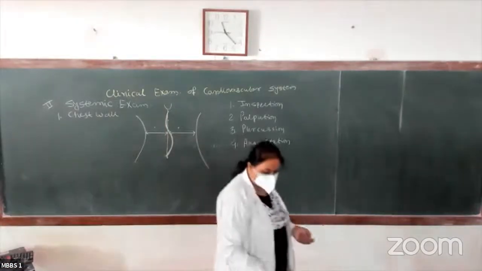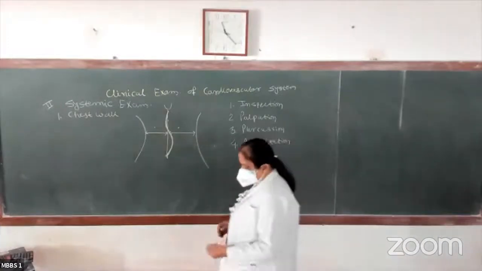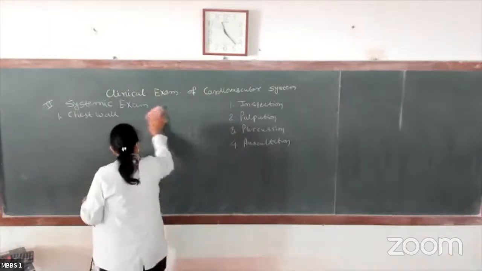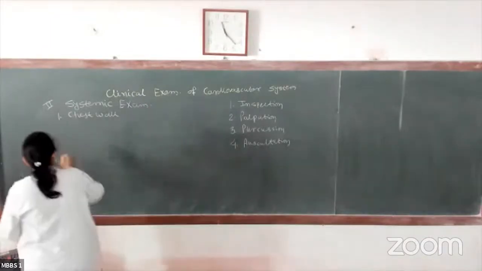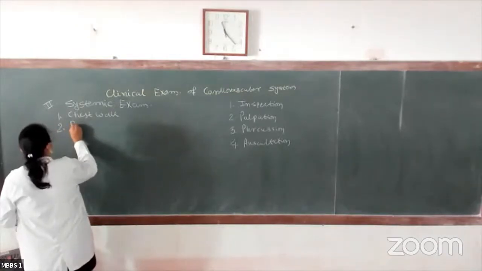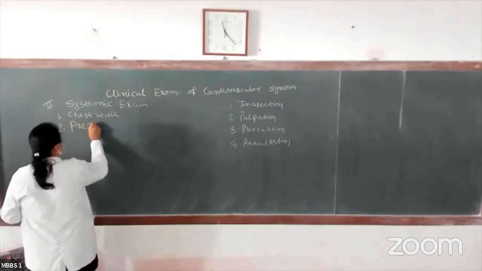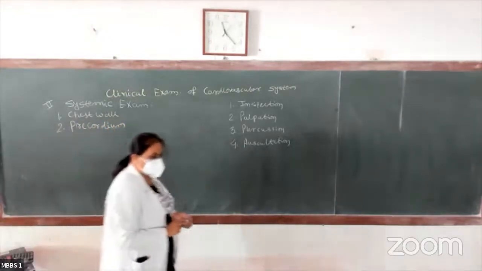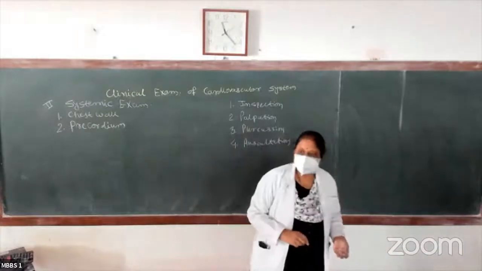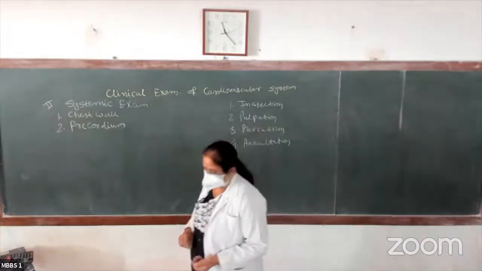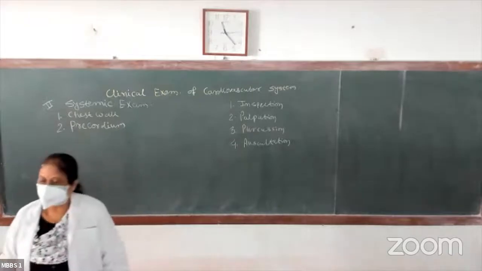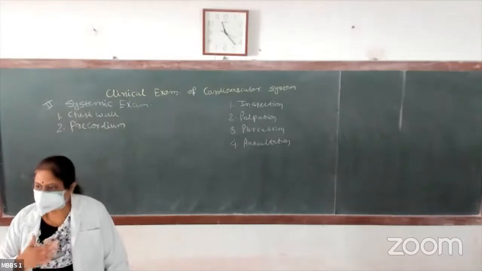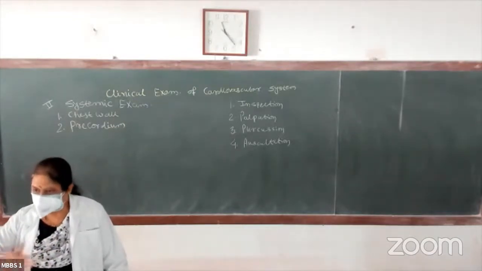Then the next point is the precordium. Examination of the precordium. The precordium is the area overlying the heart, the anterior chest wall. For the precordium, see if there is bulging or retraction. Bulging is a swelling, and retraction is a depression. Normally the chest wall is flat. There is no bulging or retraction.